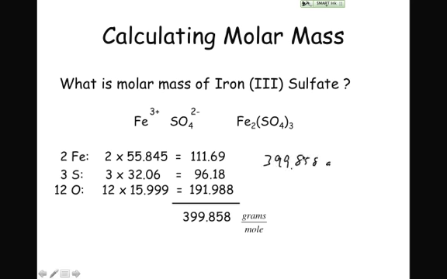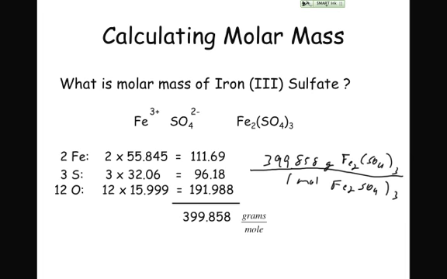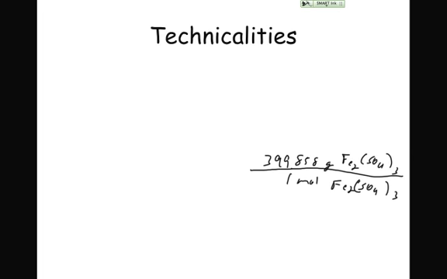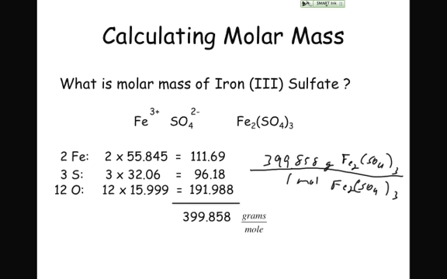399.858 grams of Fe2(SO4)3 per, and put that all over 1 mole of Fe2(SO4)3. Okay, and so that is my preference on how you write those, not just the gram/mole on the right side of the number, because in our conversions we're going to put it over like that.